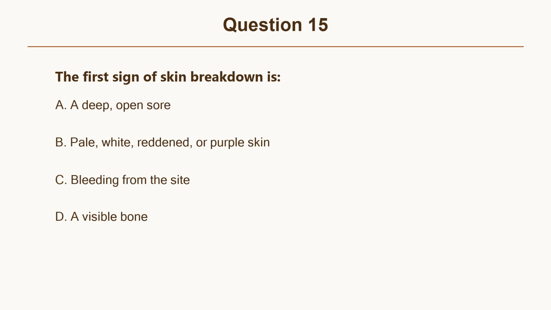Question 15. The first sign of skin breakdown is: option A, a deep, open sore; option B, pale, white, reddened, or purple skin; option C, bleeding from the site; option D, a visible bone. The correct answer is option B, pale, white, reddened, or purple skin.